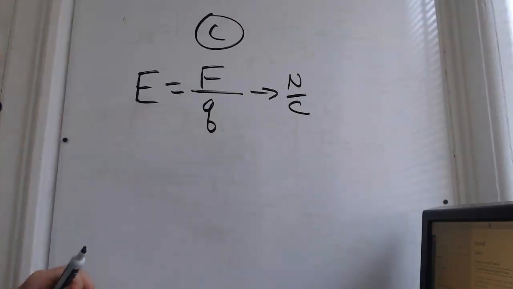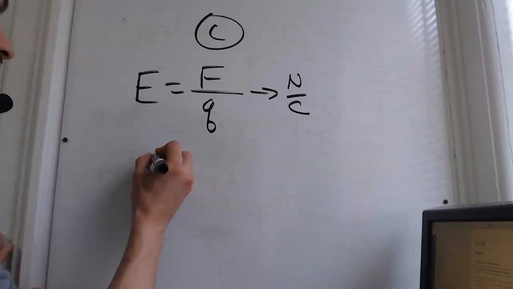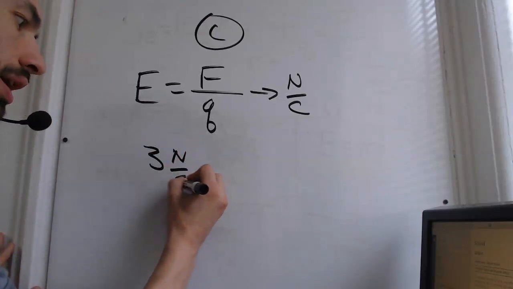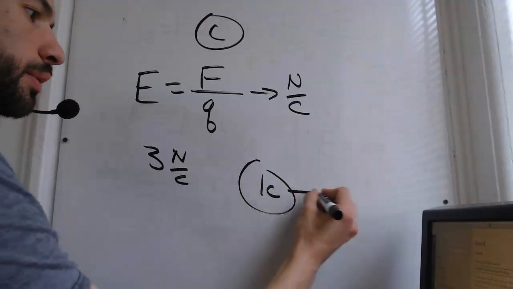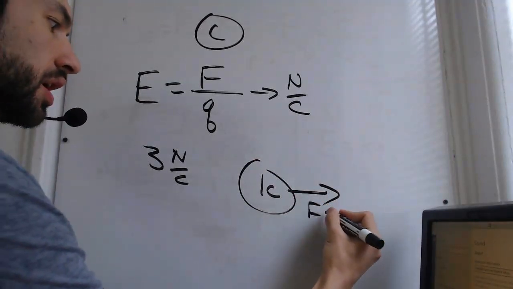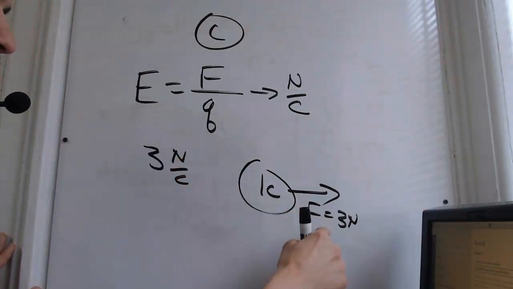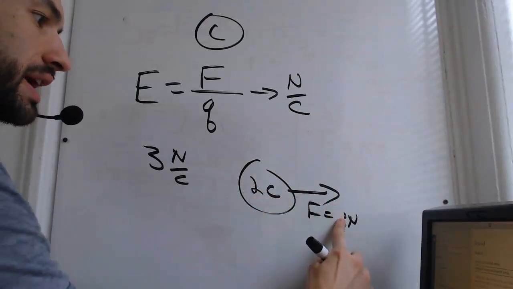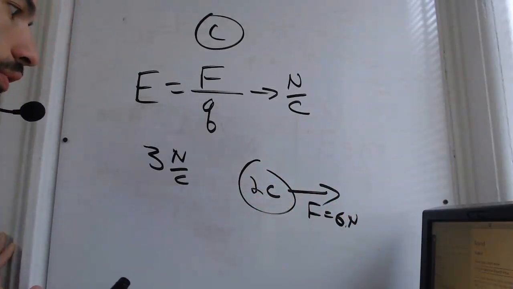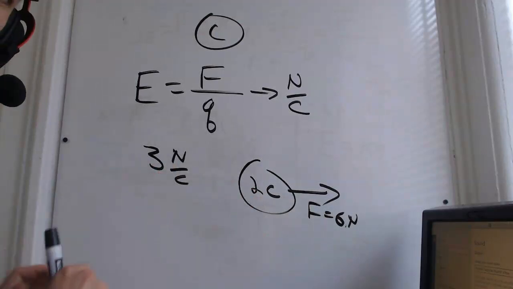So the units for electric field are going to be newtons per coulomb. So for instance, if you're told there's an electric field of 3 newtons per coulomb, it means that if I have 1 coulomb of charge, that 1 coulomb of charge will feel a force of 3 newtons on it. Because for every 1 coulomb of charge, there will be 3 newtons of force. If this were a 2 coulomb charge, it would feel 6 newtons of force because there are 2 coulombs, and for every 1 coulomb, there are 3 newtons of force on it.